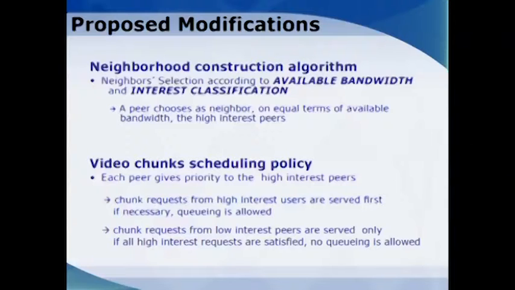As far as the video chunk scheduling policy is concerned, each peer first serves video chunk requests coming from high-interest users, and if necessary, it allows queuing. Only when all high-interest video chunk requests are served and the corresponding queue is empty does a peer satisfy video chunk requests coming from low-interest peers.